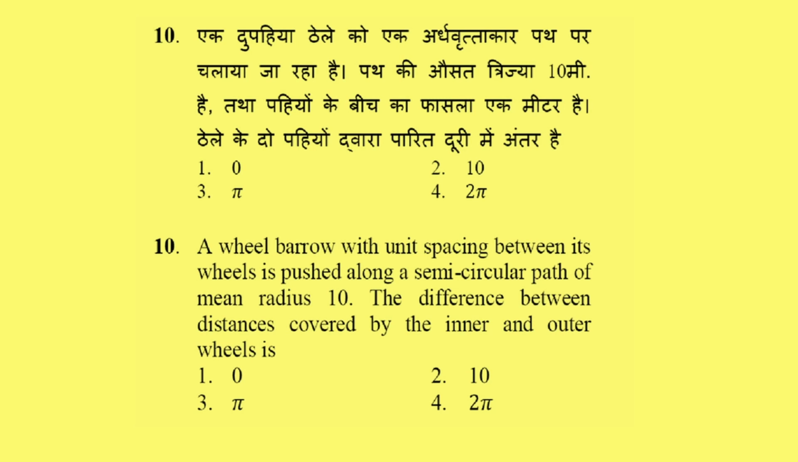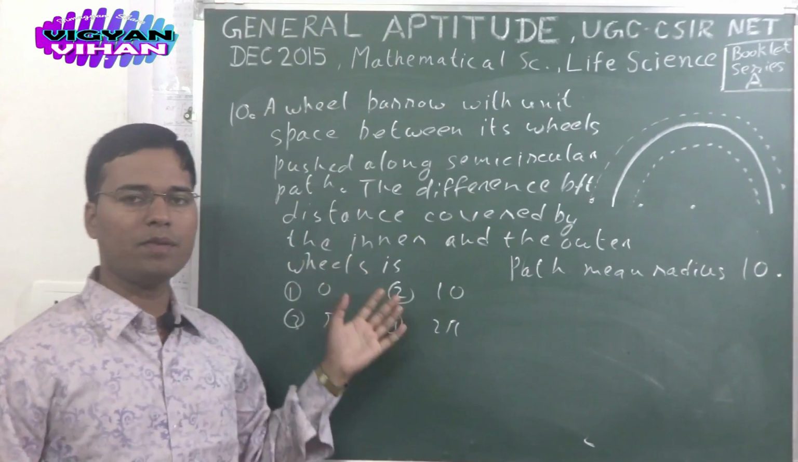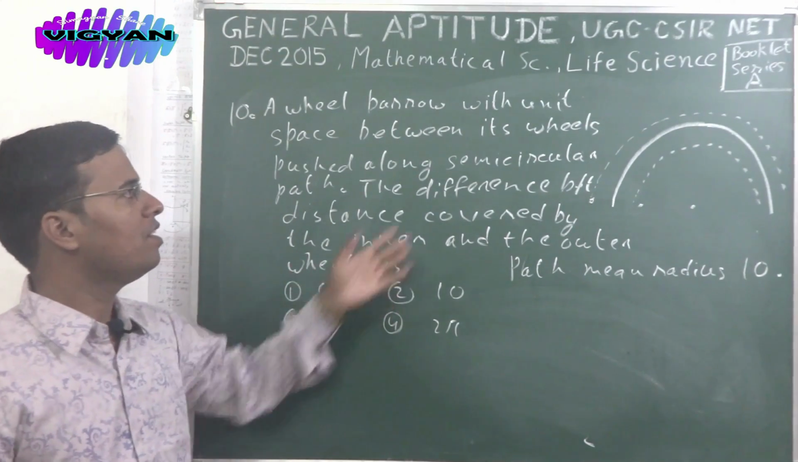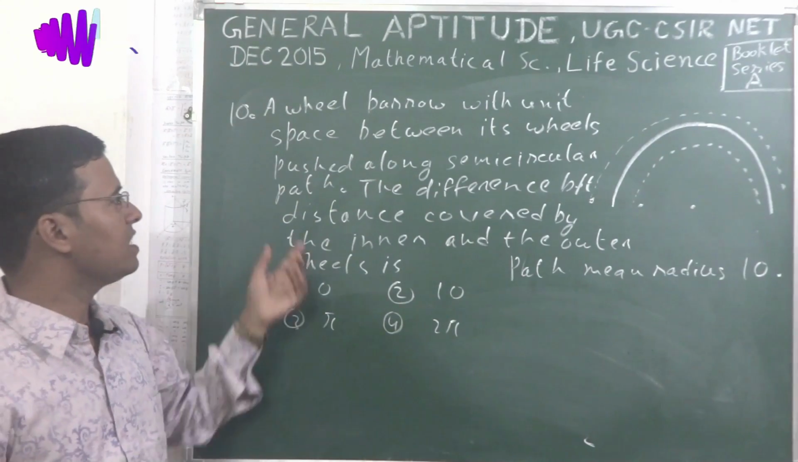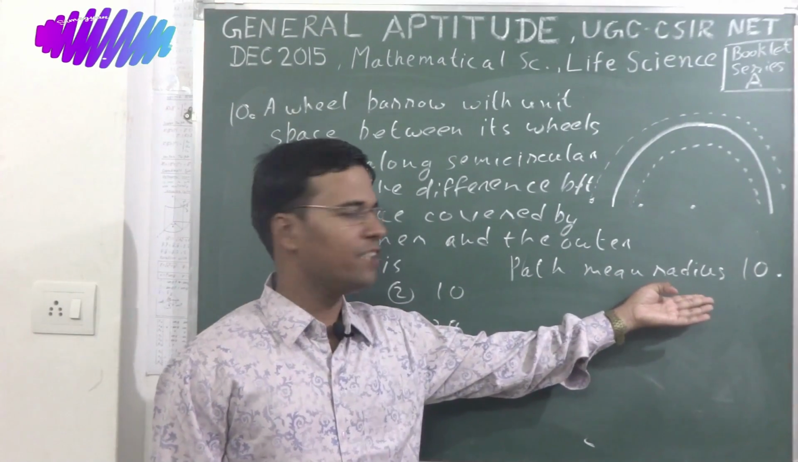The last problem of this episode, problem number 10. A wheelbarrow with unit spacing between its wheels is pushed along a semicircular path of mean radius of 10. The difference between distances covered by the inner and outer wheels is option 1, 0; option 2, 10; option 3, pi; option 4, 2 pi. In this problem, a wheelbarrow with unit space between its wheels is pushed along a semicircular path. The path has its mean radius 10 units.